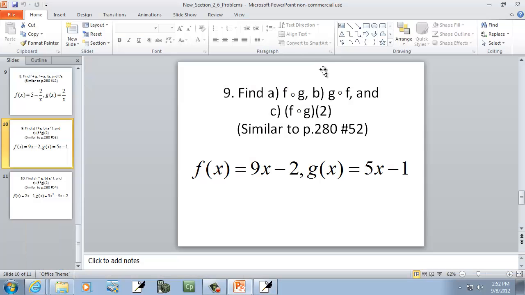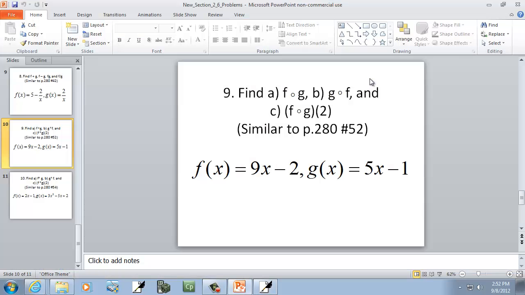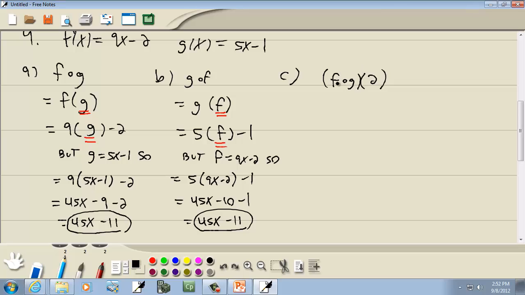Now C says, find this weird looking thing. How you interpret this: it says first find a composition of F and G, and after you do that, plug 2 in for X. So that's how you interpret this. Well, we found a composition of F and G in part A, and it's 45x minus 11. So we're going to take our 45x minus 11, and plug in our 2. So put 2 in for the x. 45 times 2 is 90. 90 minus 11 is 79, I think. And that'll be your answer.